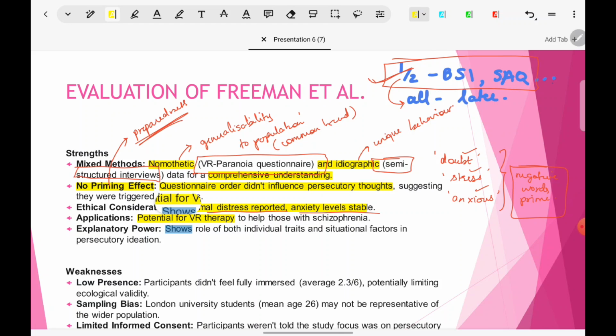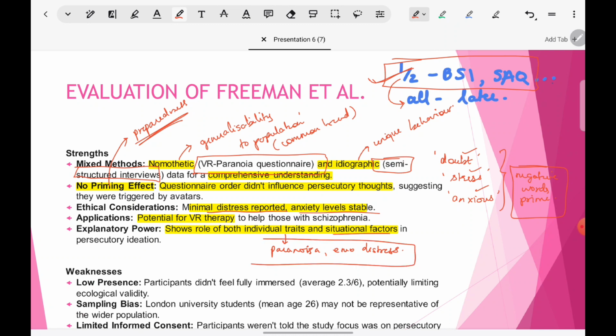Also, the study has good explanatory power. It has shown individual traits like paranoia and anxiety or emotional distress can result in persecutory ideation. At the same time, just because people are paranoid or emotionally distressed does not mean automatically they keep on thinking that others want to harm them. It is upon exposure to VR that they start thinking this way. So somewhere that situational factor of exposure also plays a role in persecutory ideation. The researchers have demonstrated both in their study. So again, it's comprehensive and this counts as a strength.